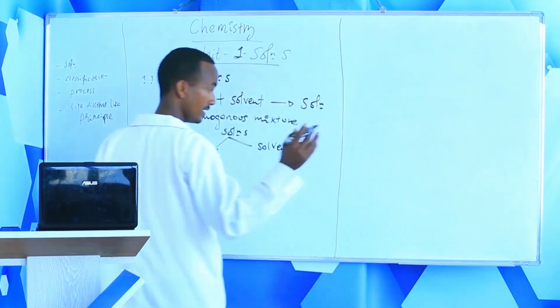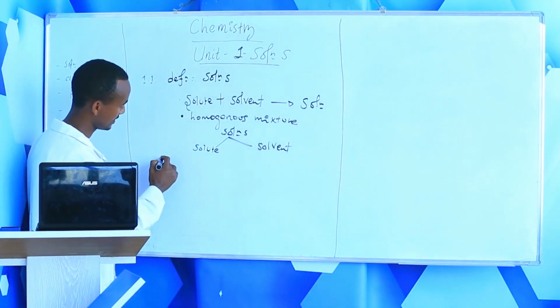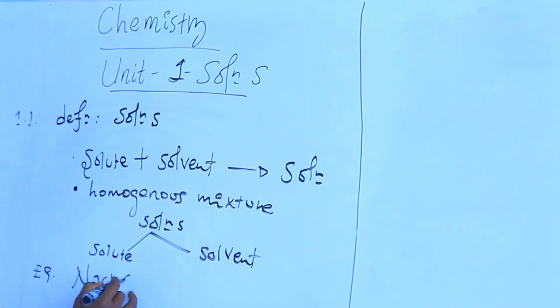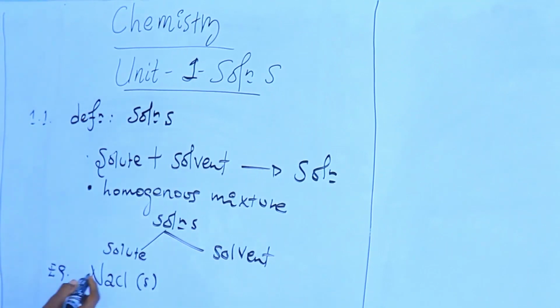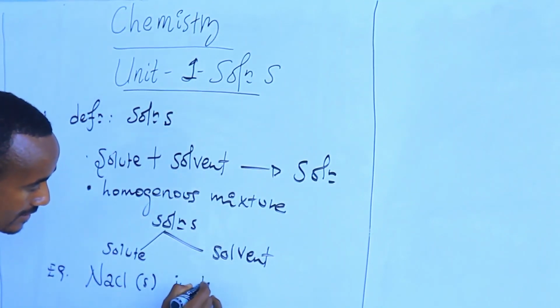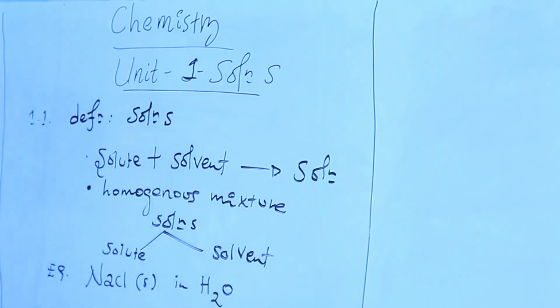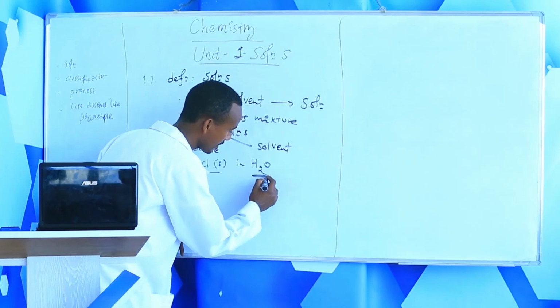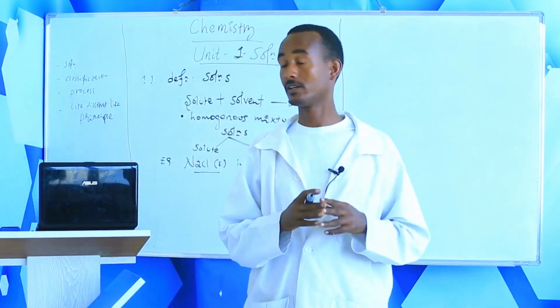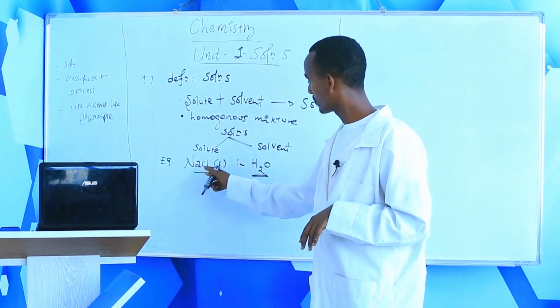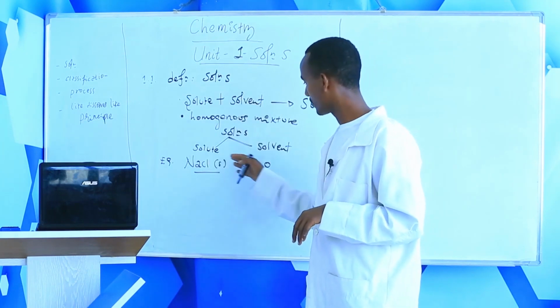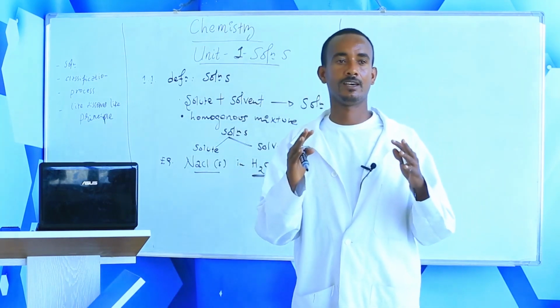For example, take this typical example. If you dissolve solid sodium chloride salt in water, the salt, sodium chloride, gets dissolved, and the water does the dissolving. Therefore, from this definition, sodium chloride is a solid and water is a solvent, and the mixture of sodium chloride and water is considered a solution.